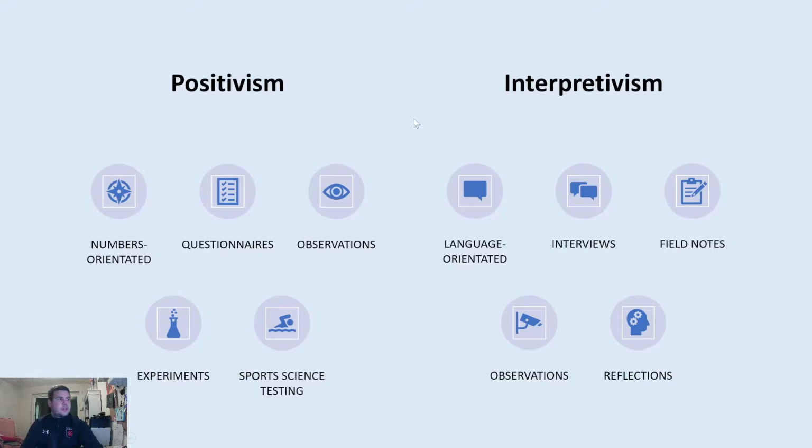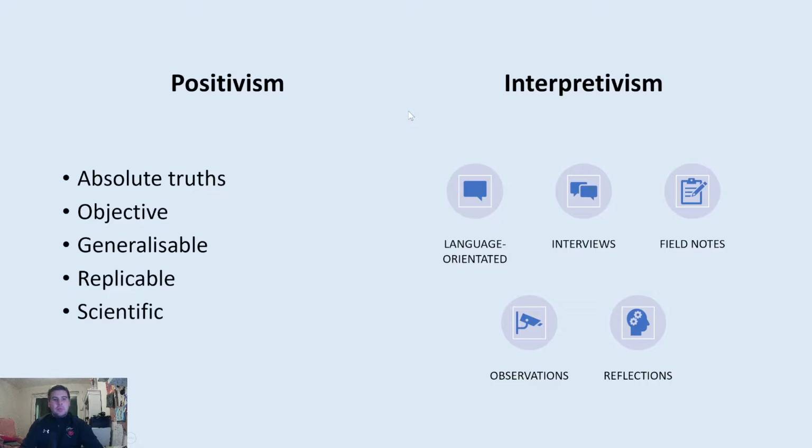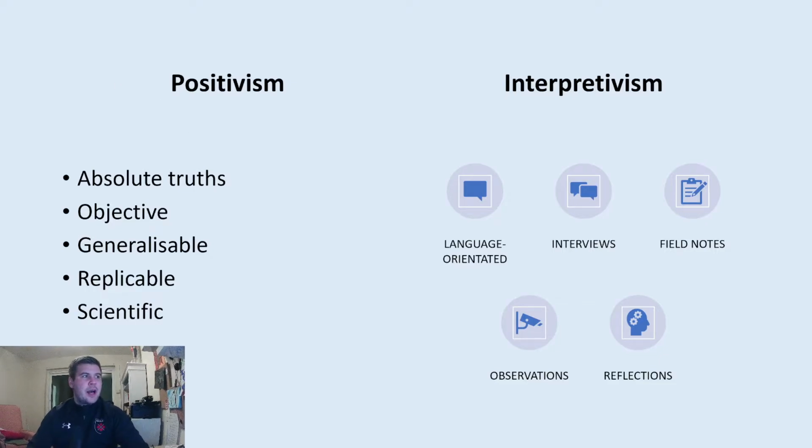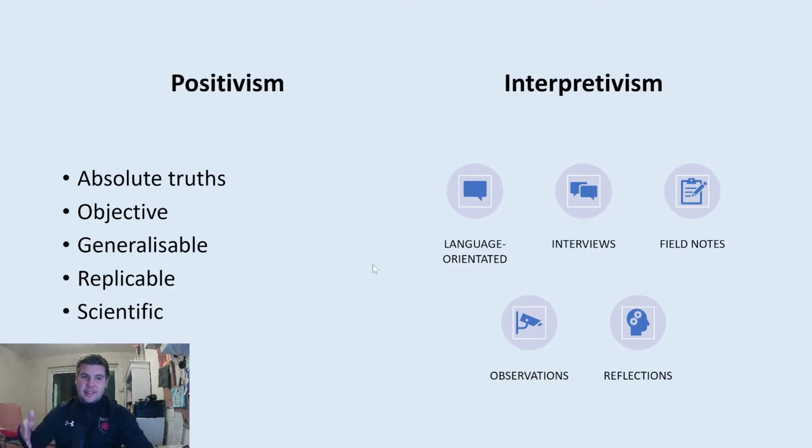So in terms of positivism, a positivist approach is essentially about building theories about the world or about the topic and then testing them. And what we're doing when we test them is we're looking for an absolute truth. If we think about it as a black and white answer, we're looking for the answer. This is the only way, or this is the right way. And therefore, typically, we're trying to be objective.